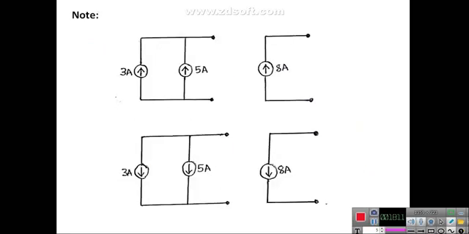Now, while solving the problems, you will come across some of the things I am giving here. Note, suppose you have a network having two current sources in parallel, that is 3 ampere and 5 ampere. Then these two sources can be replaced by a single source, because the direction of the current will be upward. If the two current sources are in parallel, those can be replaced by a single equivalent.